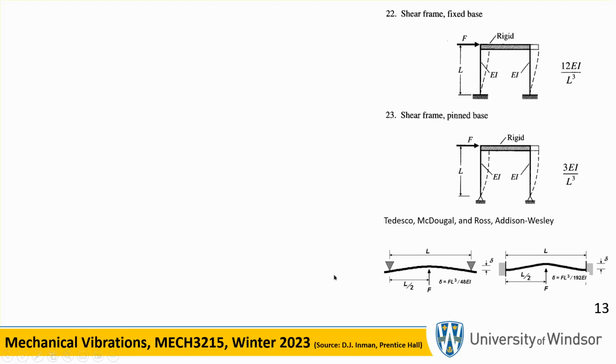I mean, these are things that we do cover in our stress analysis or deformable bodies. So for pin, it's FL cubed over 48 EI, okay? And for fixed, it's FL cubed over 192 EI. Now, but where do these things come from? That sure doesn't look like that.